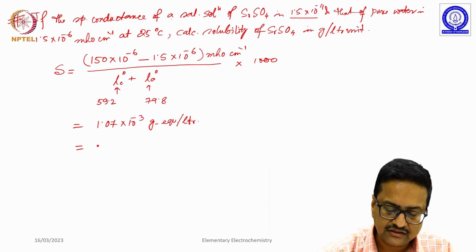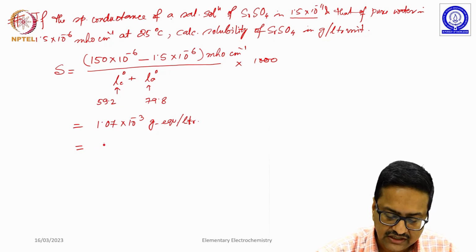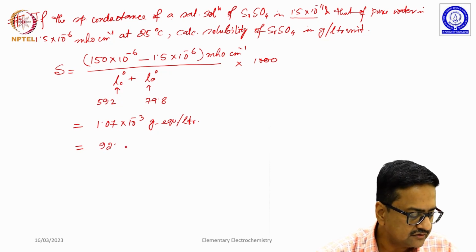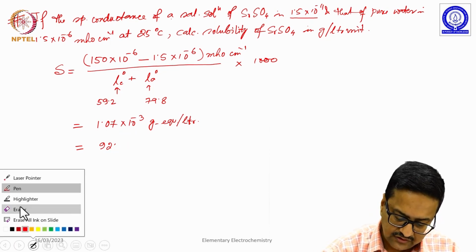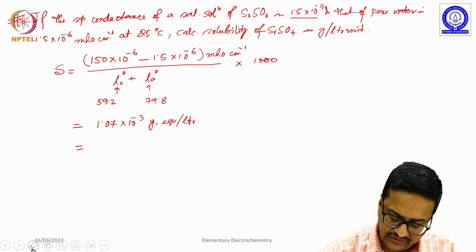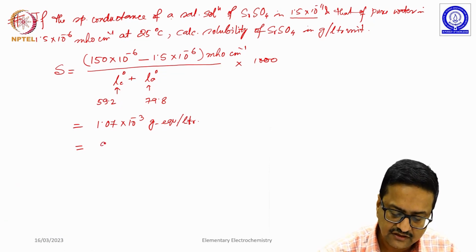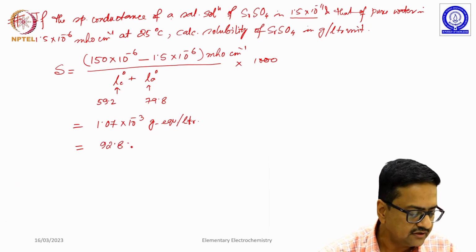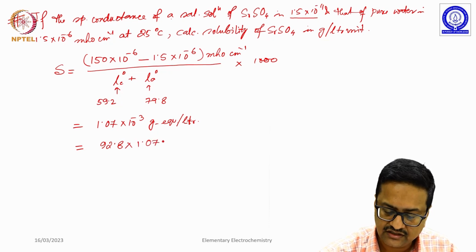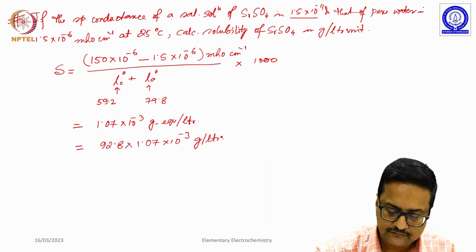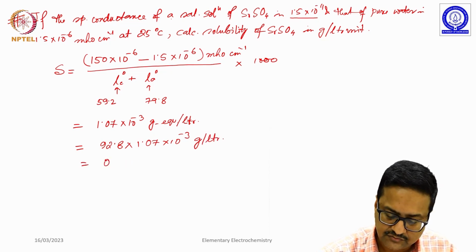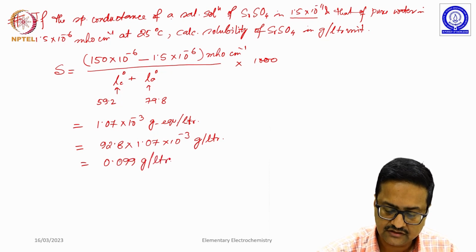So, when you multiply this by m, you end up getting 92. The molecular weight of strontium sulfate is 92.8 into 1.07 into 10 to the power minus 3 grams per liter. So, that you can get is 0.099 grams per liter.